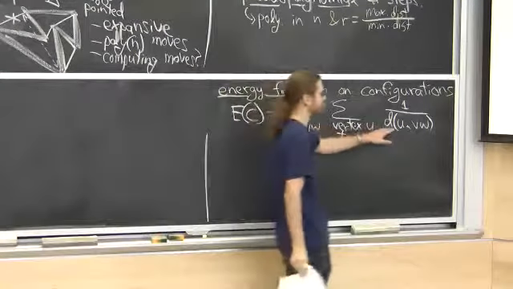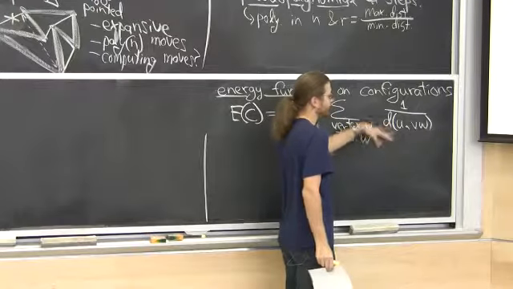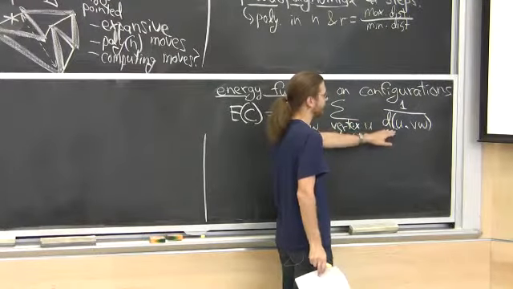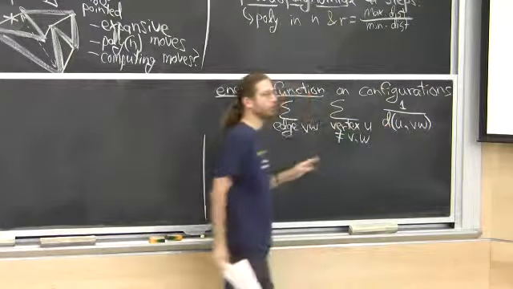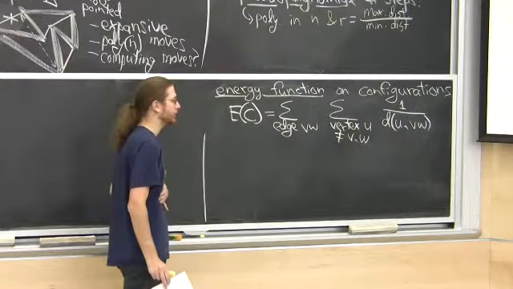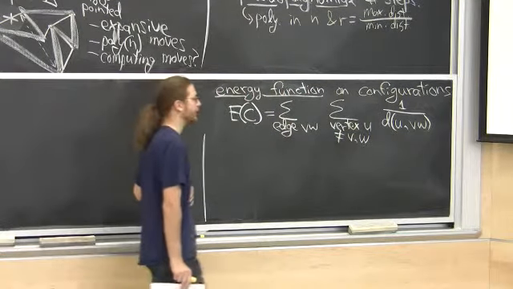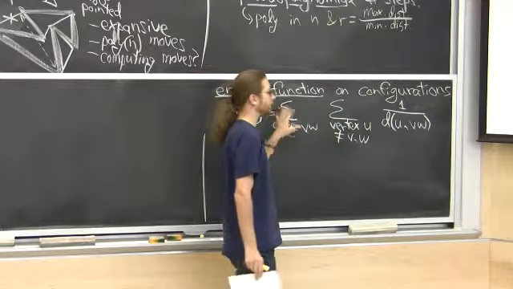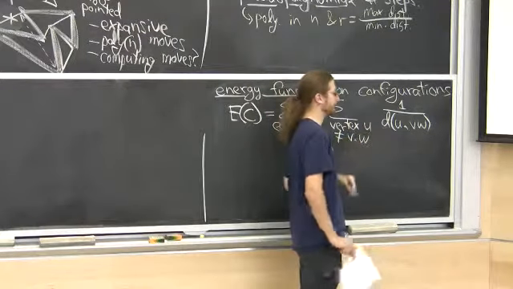Take their distance. There's many ways you could define that. Like the minimum distance between them would be fine. Take the reciprocal, add them all up. This is my energy function. Kind of weird, but it's averaging, not of distances, but 1 over distances.